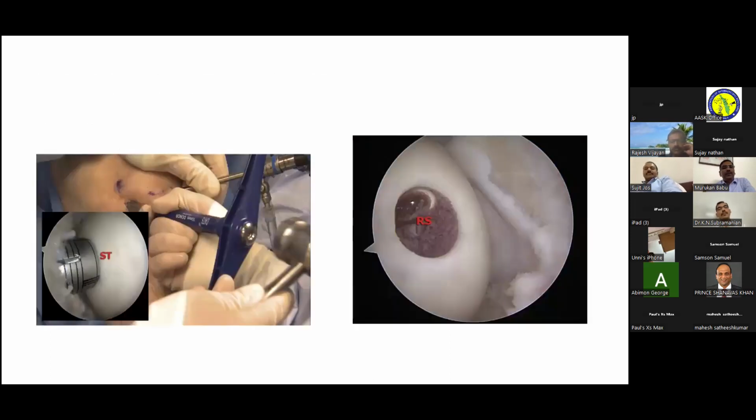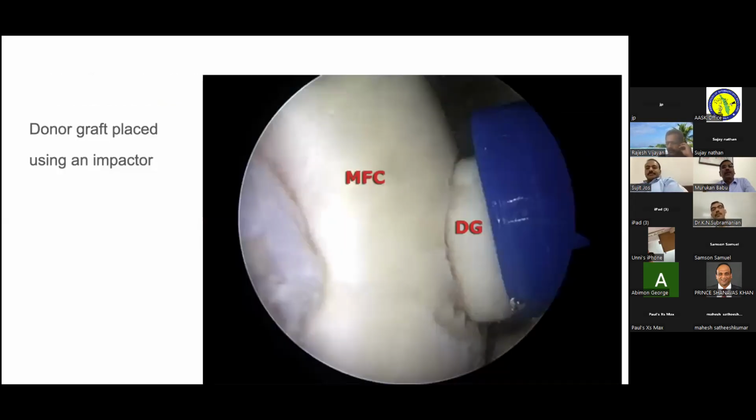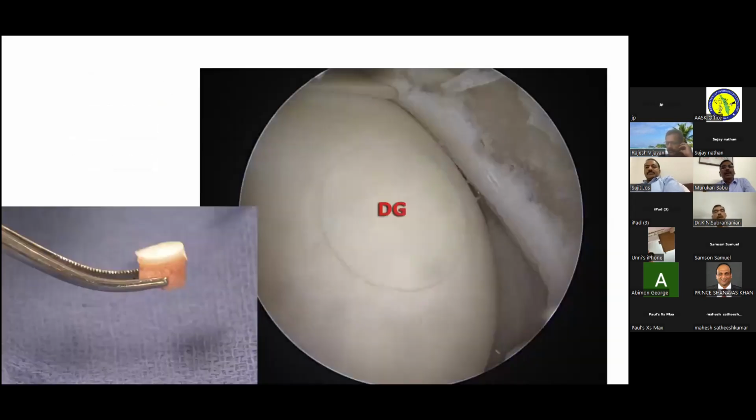These are some of the arthroscopic pictures. This is just anterior to the sulcus terminalis, and this is after the graft has been taken from the donor site. And this is the medial femoral condyle lesion. This is the measurement of the depth of the lesion, and a donor graft is placed using an impactor, and this is the final picture. This is a very beautiful demonstration taken from the internet. I have done 2-3 cases, but I didn't get this much perfection in those cases.